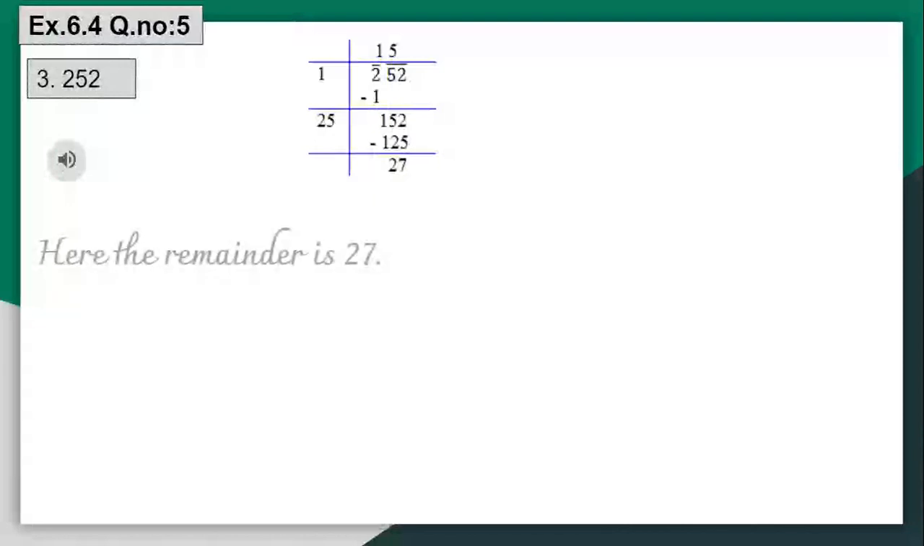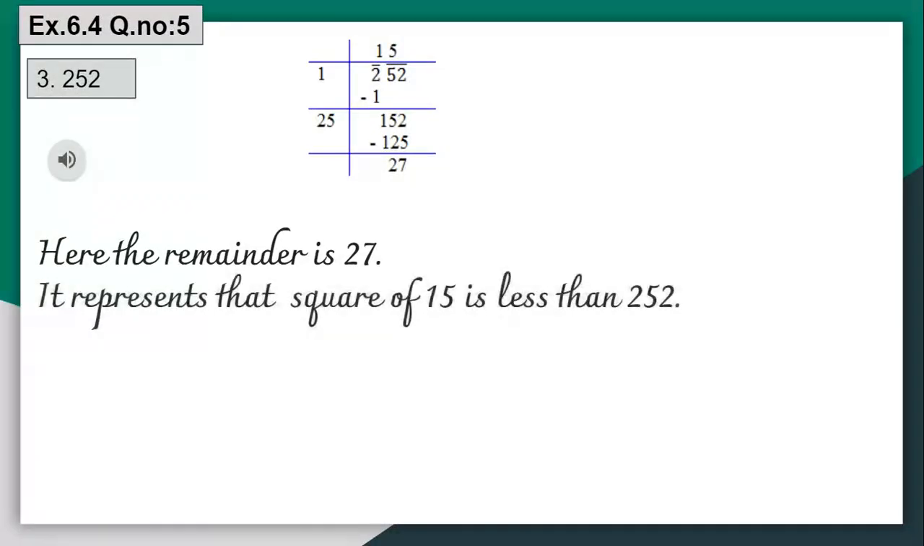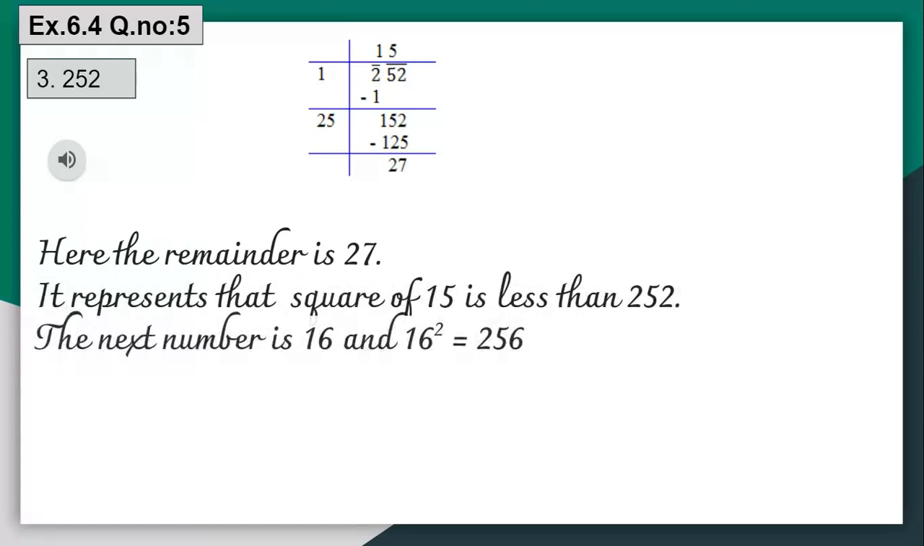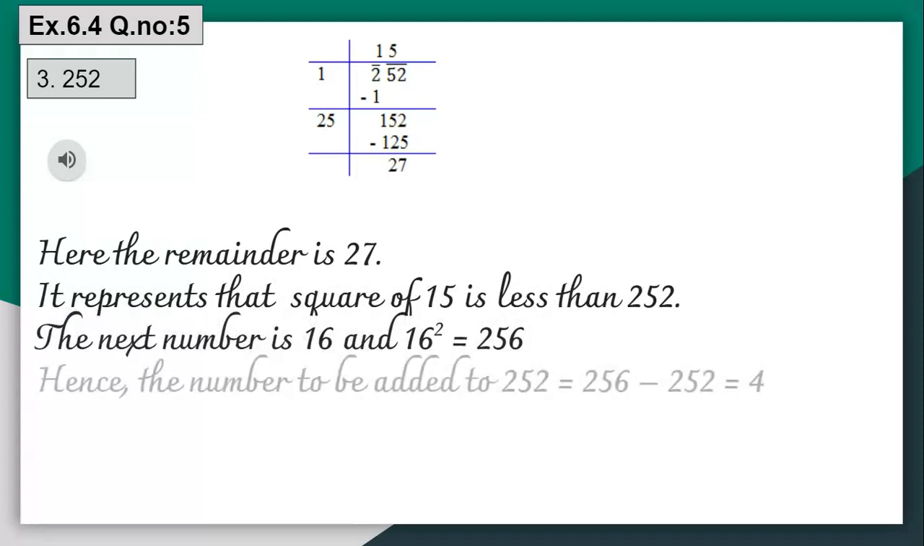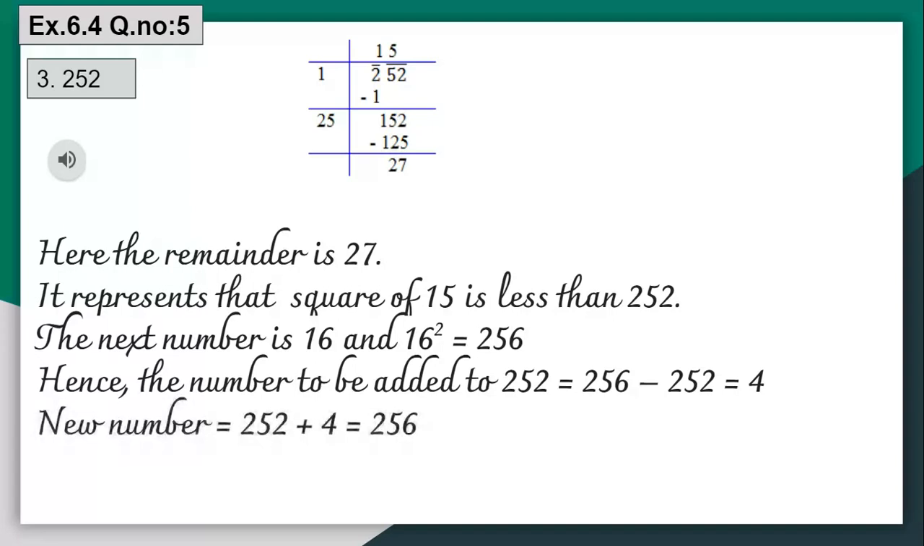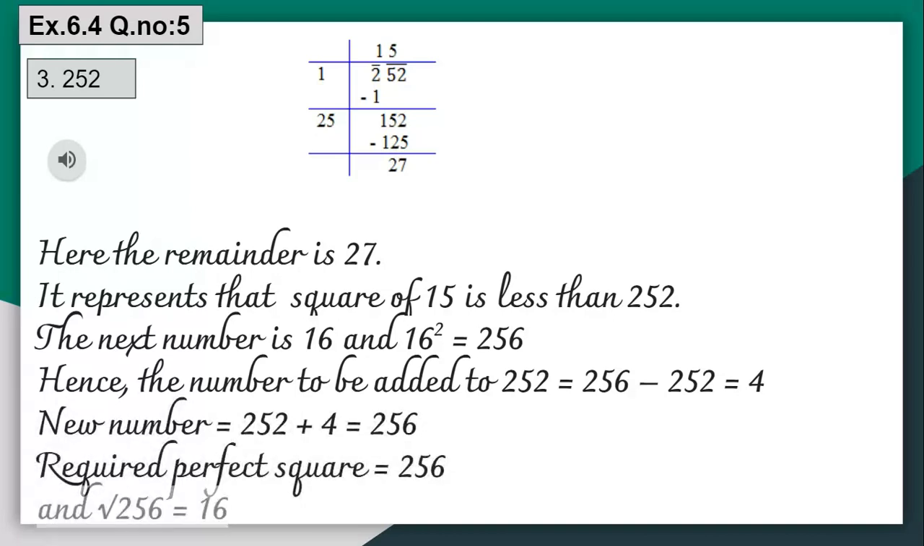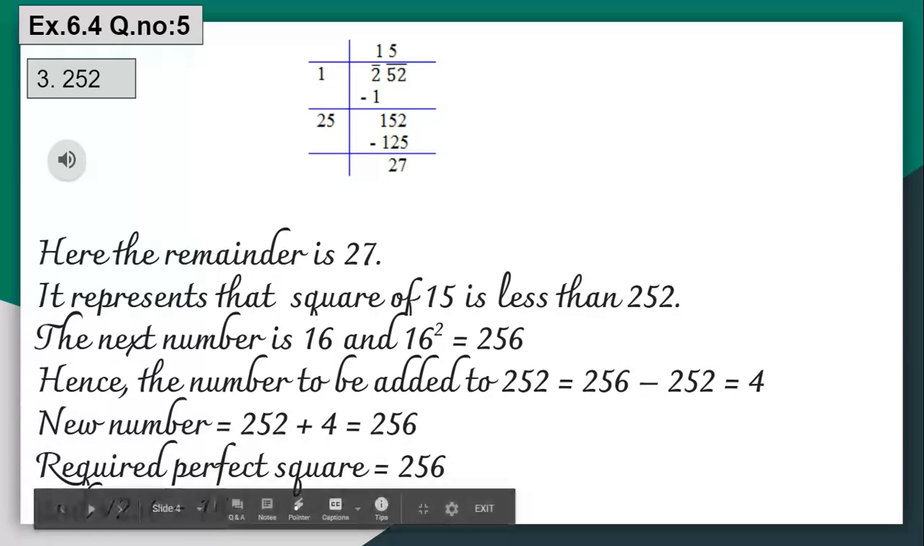So it represents that the square of 15 is less than 252, isn't it? So the next number is 16 and 16 square is equal to 256. Hence the number to be added to 252 is equal to 256 minus 252, that is equal to 4. So the new number is 252 plus 4 means that is 256. So required perfect square is 256 and the square root of 256 is equal to 16. Clear?